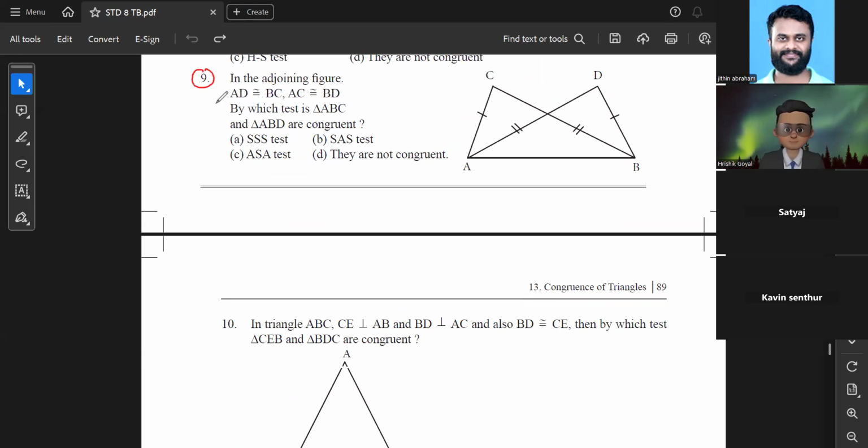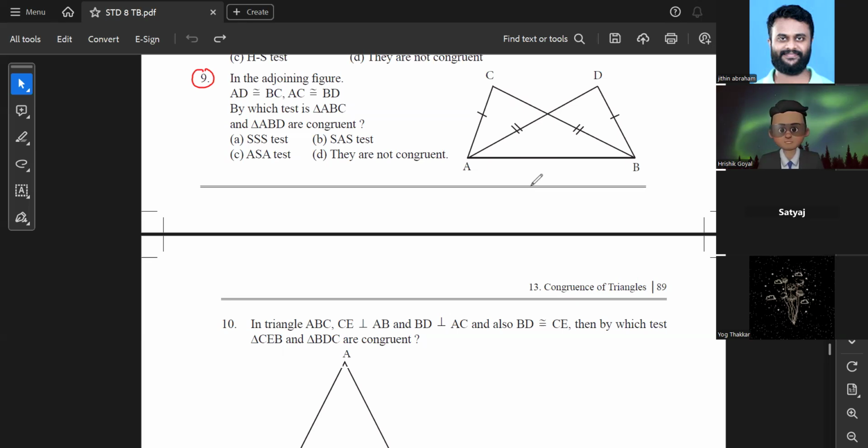Ninth one. In the adjoining figure, AD is congruent to BC. AC is congruent to BD. Then by which test are triangle ABC and ABD congruent? What do you think? They are not congruent. Yes, very good, they are not congruent.